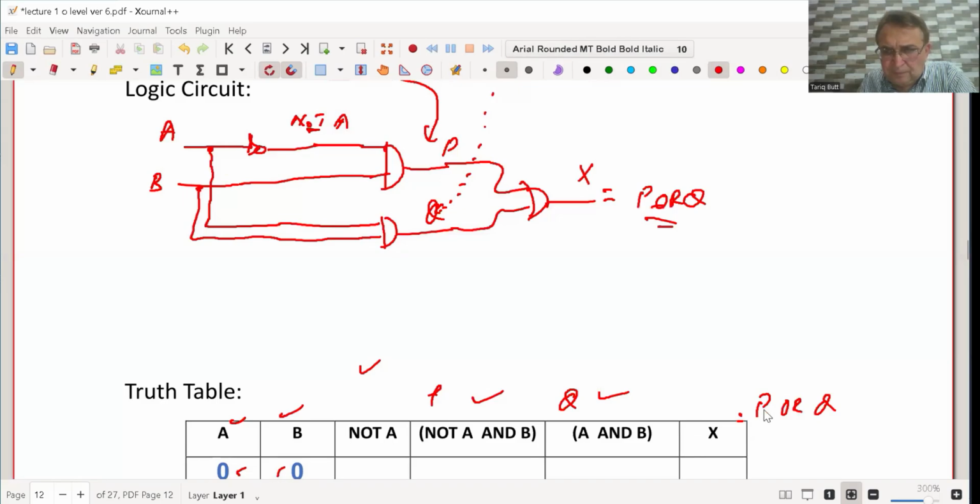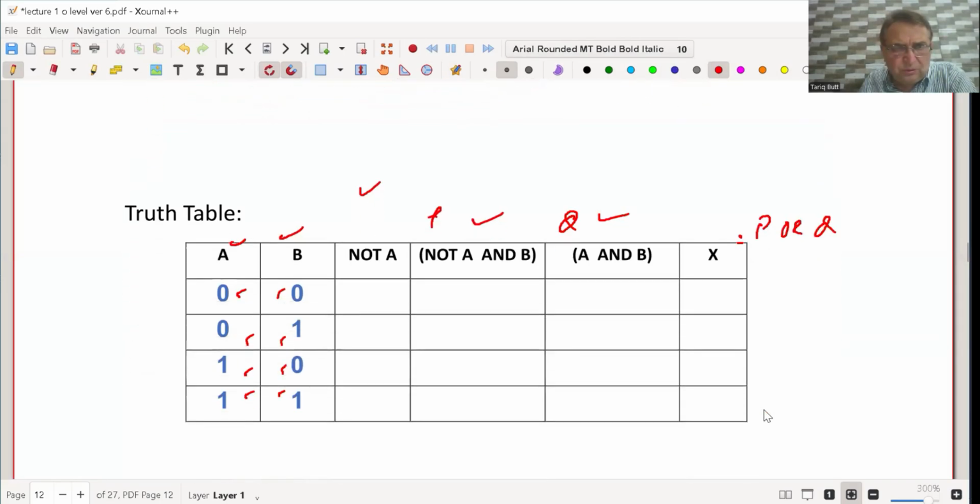That's it. So now you can quickly go through it, although you have done it previously. NOT of A is just the inversion of this: 1, 1, 0, 0. And this is NOT of A AND with B, so just ANDing these two columns. So 0 into 1 is 0, 1 into 1 is 1, 0 into 0 is 0, 1 into 0 is 0. Then this column, A AND B. For that, you have to AND these two columns, A and B. So 0 into 0 is 0, 0 into 1 is 0, 1 into 0 is 0, and 1 into 1 is 1.